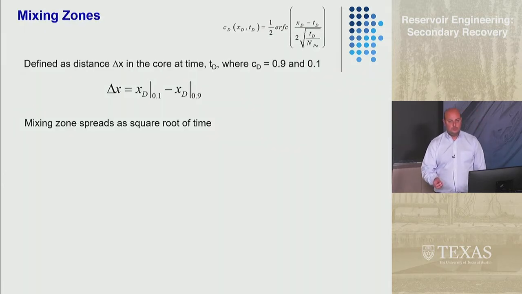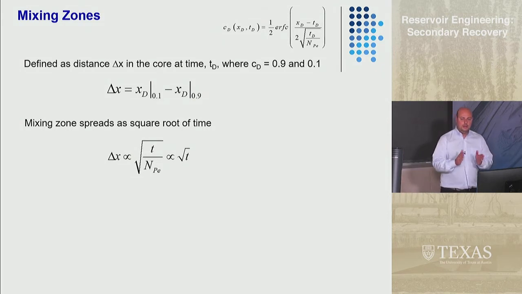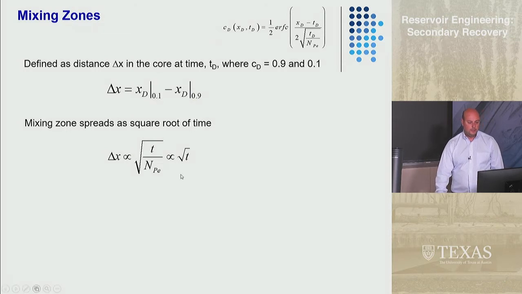Okay, so for delta x, we're looking at where the concentration is 0.1 and where the concentration is equal to 0.9. And that mixing zone, that value of delta x, how much spreading there is, increases with time. At really early times, you get this nice front where it's pretty sharp, but as time goes on, it starts to spread out more and more and more due to this mixing dispersion phenomenon. And so delta x is proportional to the square root of t over the Peclet number, or since the Peclet number is constant, it's proportional to the square root of time.